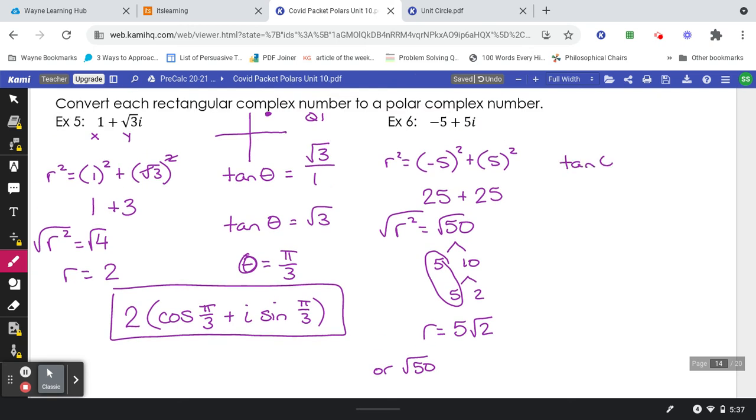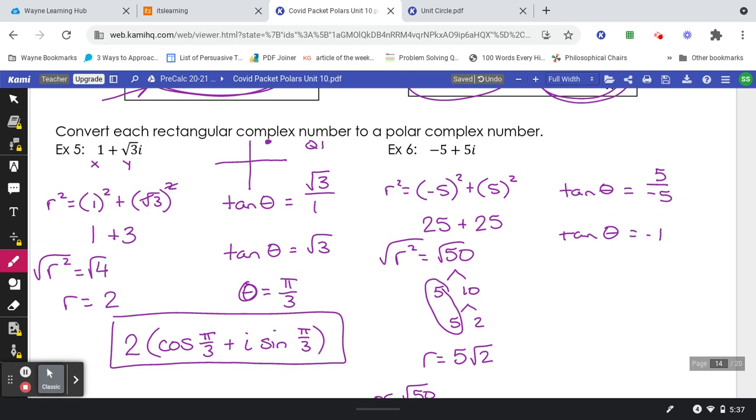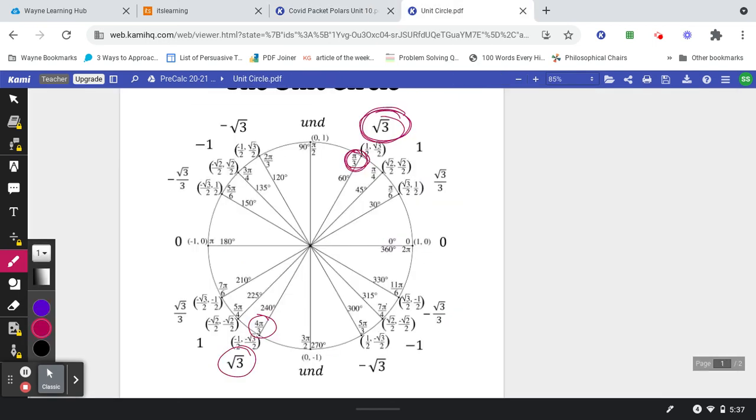Then the tangent part. Y over x, and that just turns to negative 1. We'll go looking on our unit circle for where tangent is negative 1. Remember, there's going to be 2 answers. So in order to tell which answer, we're going to just do a short plot of this right here. Negative 5 means to the left 5, and then positive 5 means up. So we're going to make sure we grab our answer from quadrant 2. Quadrant 2. So in quadrant 2, we're looking for where tangent is negative 1 right here. And we'll write our answer as 3 pi over 4.